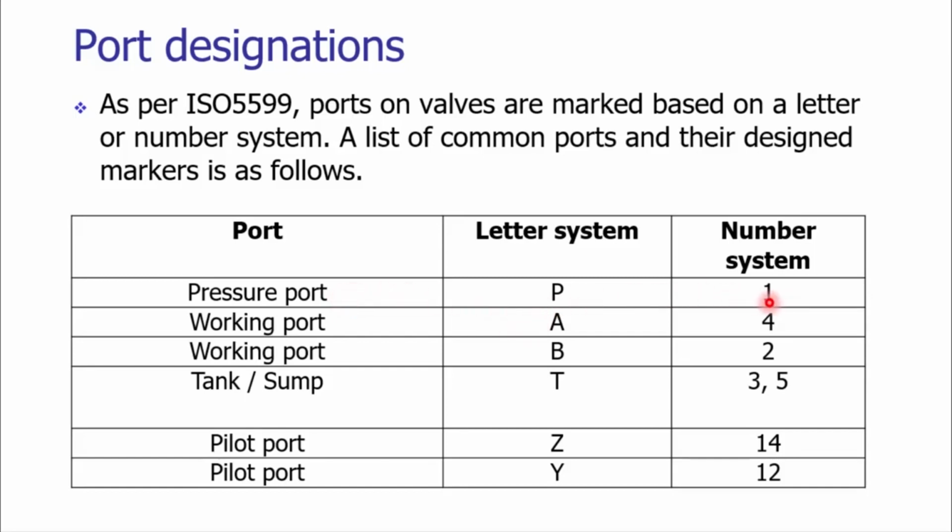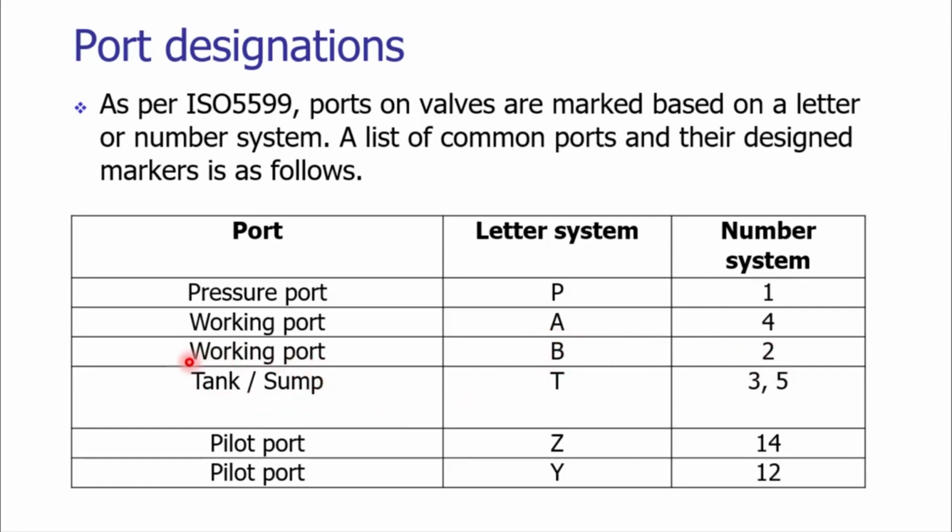However, in the number system, number 1 has been designated to the pressure port. There are various working ports which we have seen. The working ports are the actuation ports. Port A is connected for the extension of the piston cylinder arrangement, and B may be connected for the retraction or contraction of the piston cylinder arrangement. So number 4 is assigned to port A and number 2 is assigned to port B.